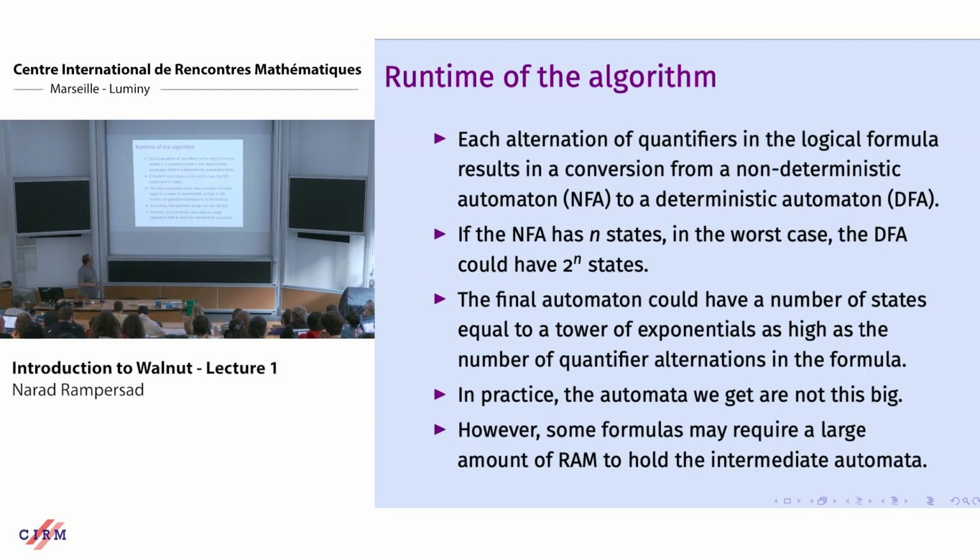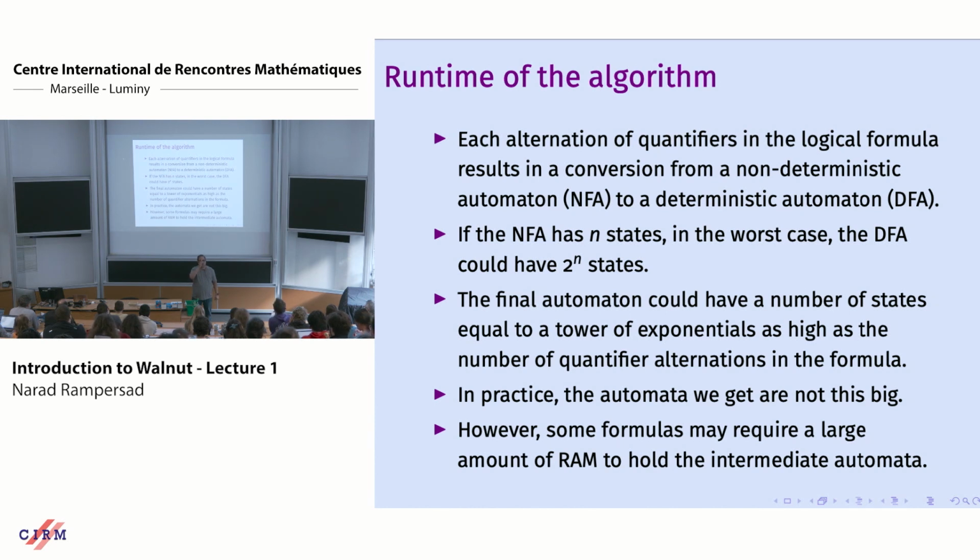And here's the implications of that. So imagine you have some formula with quantifiers, exists, for all, or exists, for all, right? Every time there is an alternation of quantifiers, there's going to be some introduction of non-determinism that then has to be determinized. You introduce non-determinism to handle the existential quantifier, but then to take negation, you have to determinize, right? To take the complement of the language accepted by an automaton, you have to have a deterministic automaton.